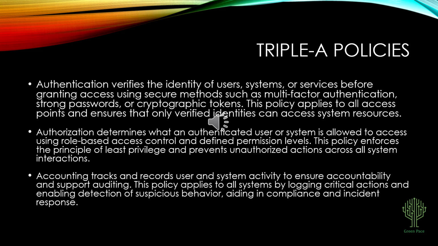The AAA framework includes authentication, authorization, and accounting. Authentication verifies identity before access is granted. Authorization ensures users only access what they are permitted to, following the least privilege principle. Accounting tracks user activity for auditing and security monitoring. These controls ensure accountability and prevent unauthorized access.